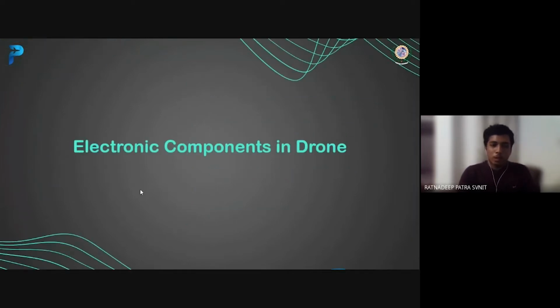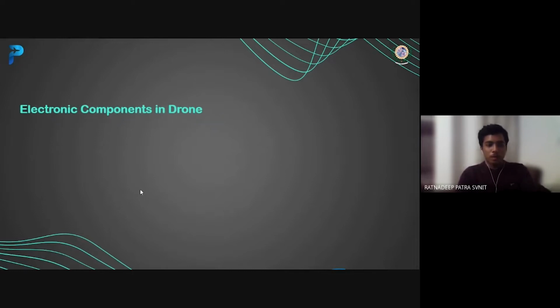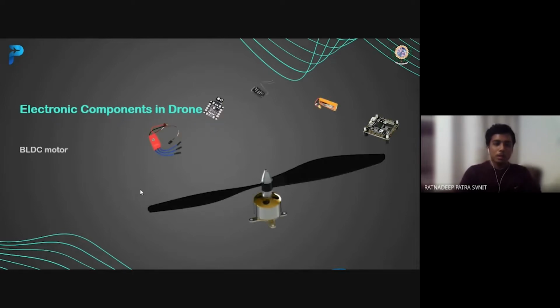Firstly, talking about electronic components in a drone. Here we are using the terminology that the drone is just an RC quadcopter, so all of these terminologies are according to that. The first electronic component is a BLDC motor, or brushless DC motor. Compared to the brushed DC motor, which you might have studied in plus one, plus two classes, a BLDC motor is capable of producing quite a lot of RPM.